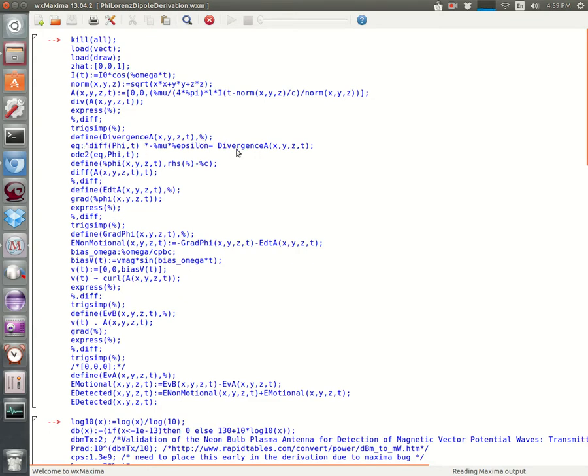Since we have the result of that, we can then specify this total equation, which is in terms of a differential, have that solved for phi, and then we can define phi, which is the scalar potential in terms of space and time. We'll now execute that.